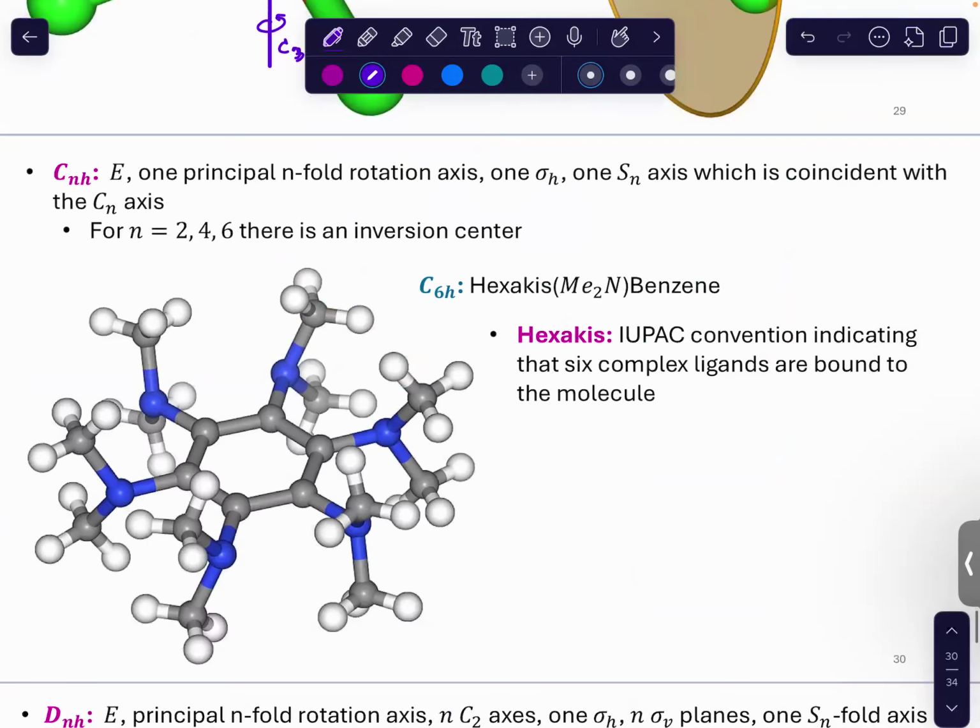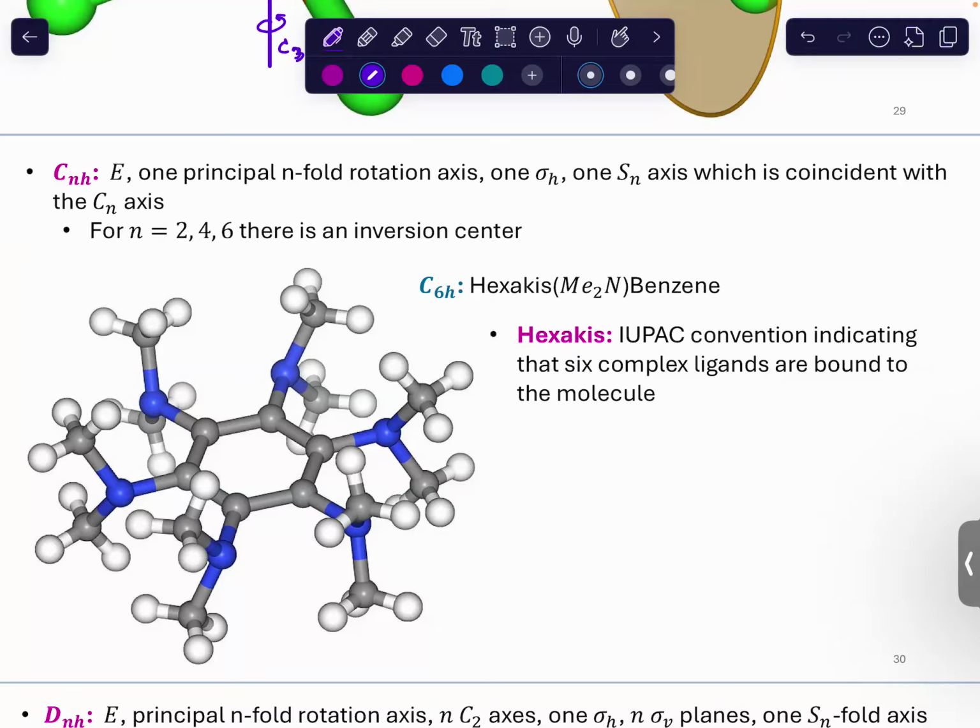What about a CNH point group? I use this one because it has another naming convention. This one hurts to look at. It does. So you have a principal n-fold axis, a sigma H, an improper rotation axis, which is coincident with the CN axis. For N of 2, 4, and 6, there is an inversion center. This is a C6H molecule, so we know there's an inversion center too.